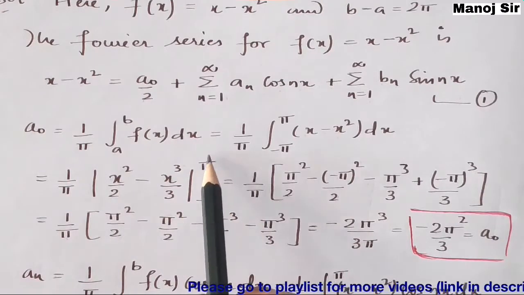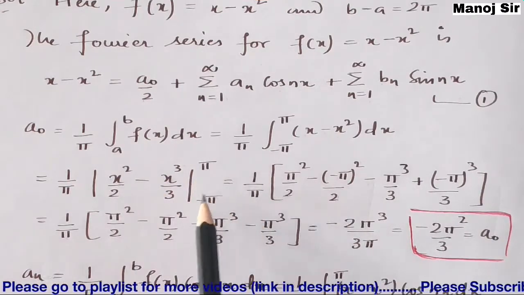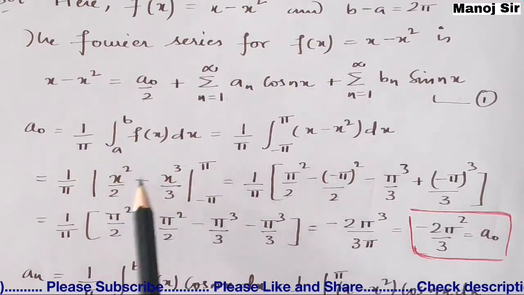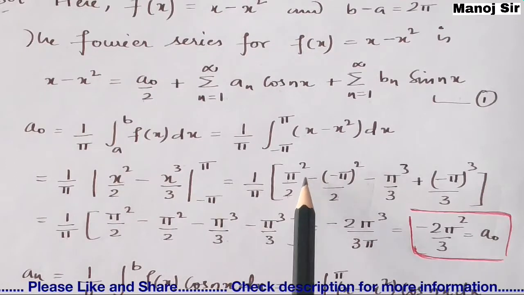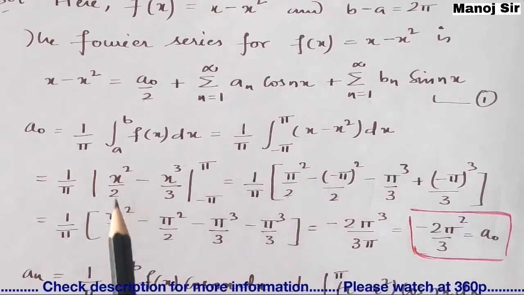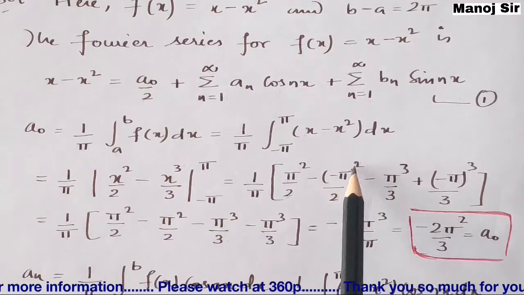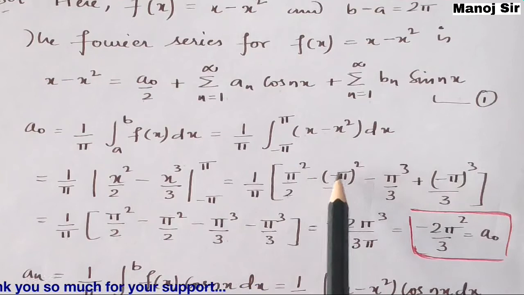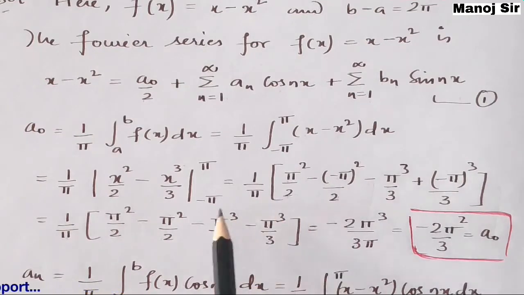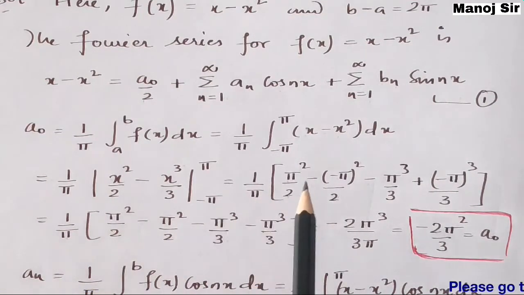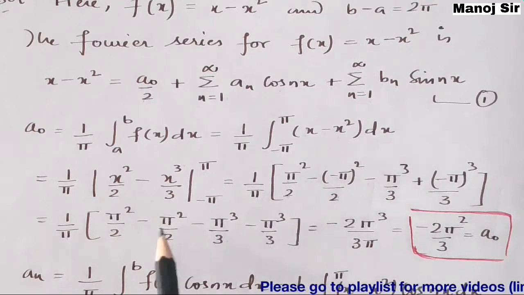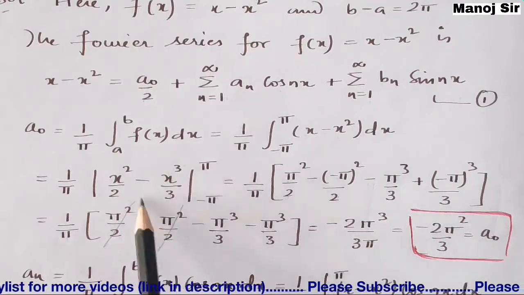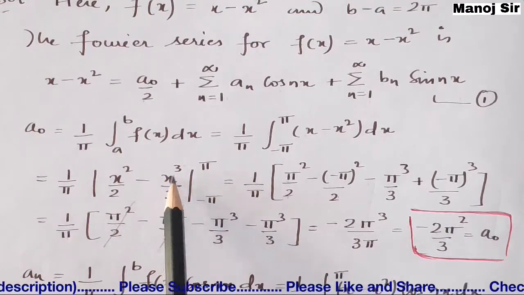So you can see, if you put the upper limit in place of x, this is going to be pi square upon 2. Upper limit minus lower limit, so this is minus. Now put the lower limit, so this is going to be minus of minus pi whole square upon 2, which is pi square upon 2. So this pi square upon 2 and this pi square upon 2 have opposite signs, so they cancel. Finally we are left with this part, that is minus of x cube upon 3.